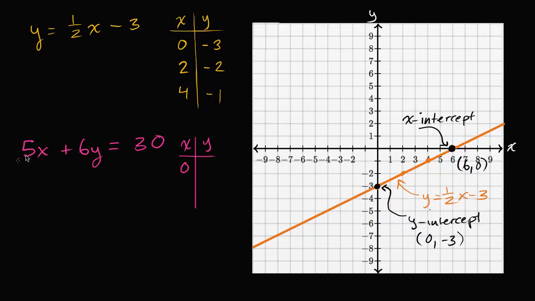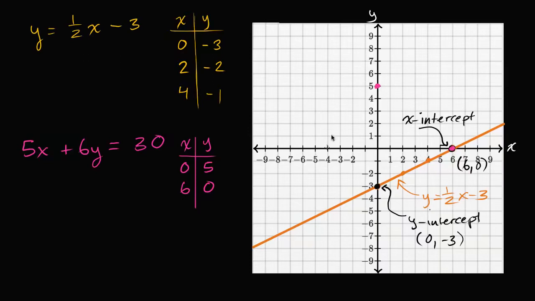When x is equal to 0, this becomes 6y equals 30. And so 6 times what is 30? Well, y would be equal to 5 here. So when x is 0, y is 5. And what about when y is 0? Well, when y is 0, you have 5x is equal to 30. Then x would be equal to 6. So we could plot those points, 0, 5. When x is 0, y is 5. And when x is 6, y is 0. So those are both points on this graph.